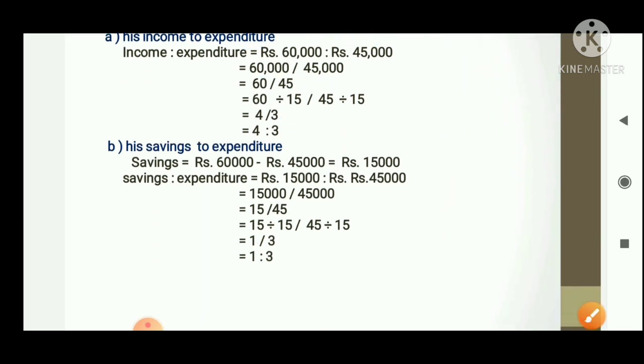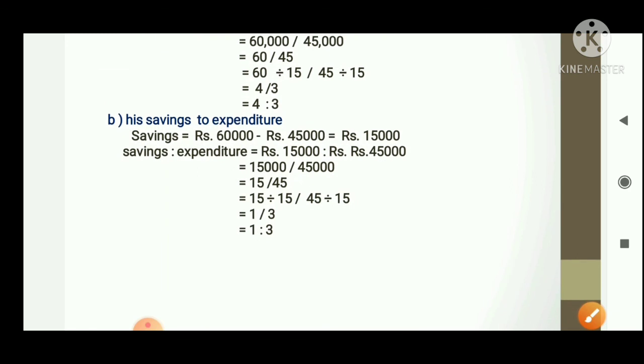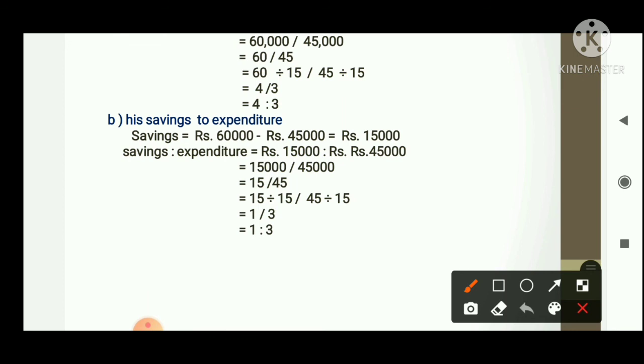Now next we have to find the ratio of his saving to expenditure. Now here saving is not given. Income is given, 60,000 rupees, and expenditure is given. So how to find saving? By subtracting 45,000 from 60,000. We subtract 60,000 minus 45,000. We get 15,000. 15,000 is his saving.